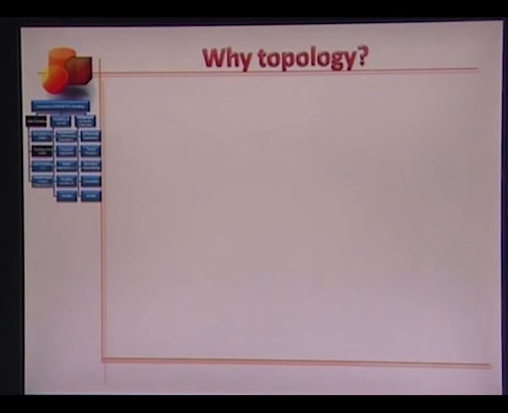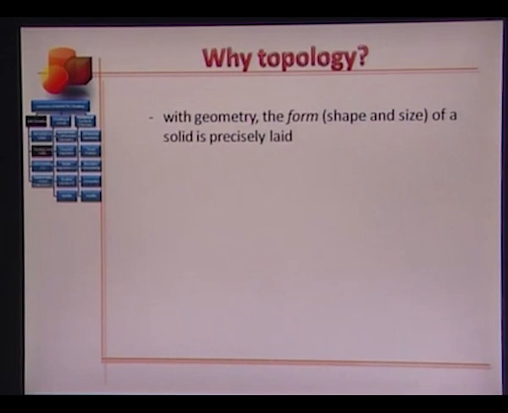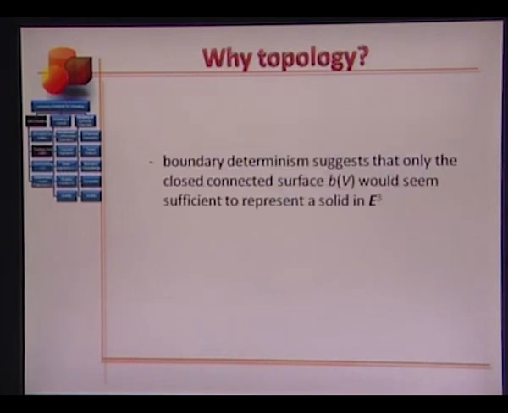Why do we need to study topology? Because description of solids is quite broad. They are plentiful and they come in a variety of shapes. With geometry, the form, which is the shape and size of a solid, is precisely laid. This is a constraint for us. Geometry does not give us the flexibility for generalizing solids.